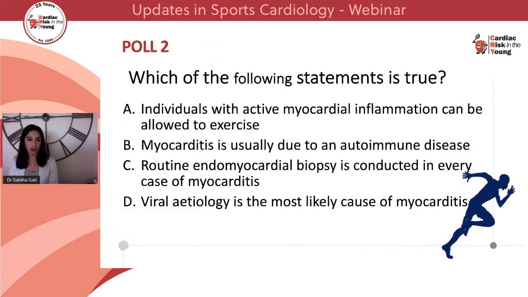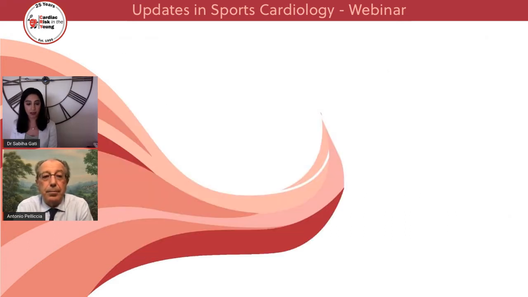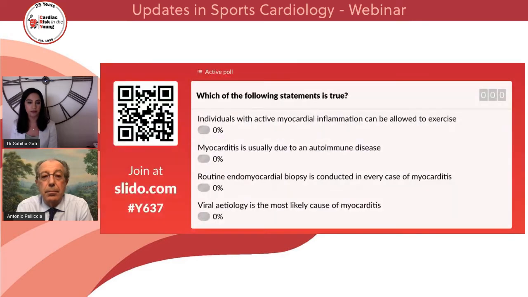So moving on to the second poll, which of the following statements is true? Is it A, individuals with active myocardial inflammation can be allowed to exercise? Is it B, myocarditis is usually due to an autoimmune disease? Is it C, routine endomyocardial biopsy is conducted in every case of myocarditis? Or is it D, viral etiology is the most likely cause of myocarditis? Straightforward. Please cast your votes.